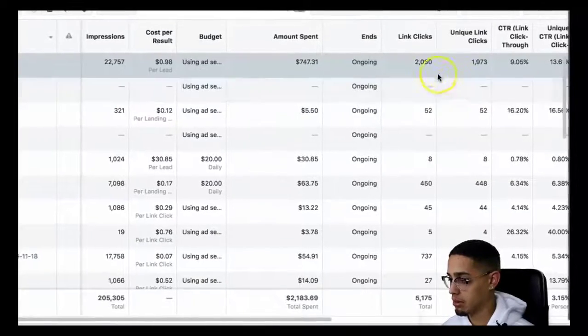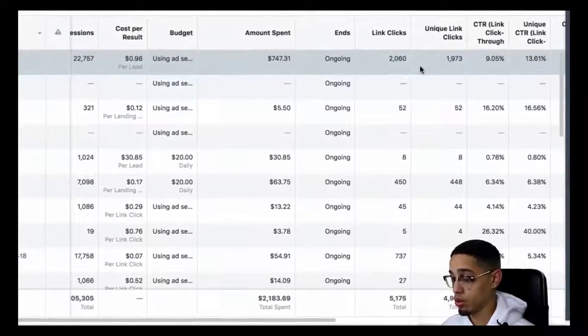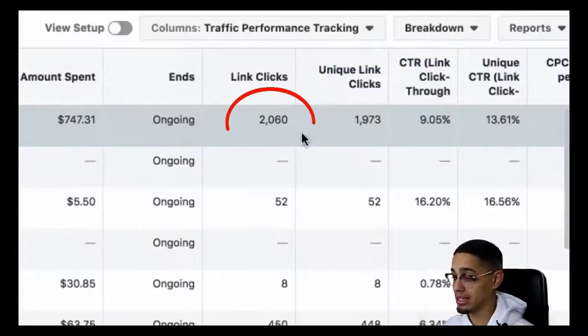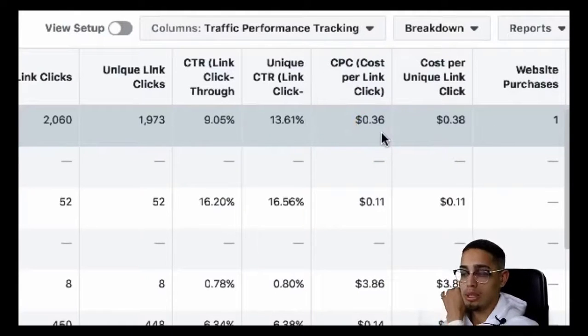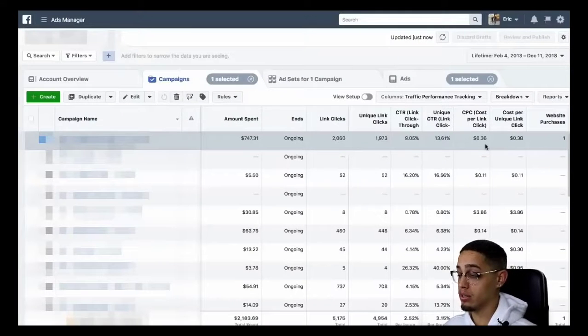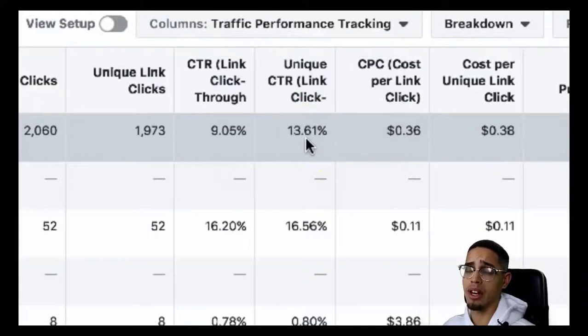Now, the amount of clicks that I got is 2,060, and I'm literally getting charged 36 cents per click, which is pretty incredible. Now, the reason behind that is a couple of factors and variables, and I'm going to show you guys why, right? The reason why my clicks are so cheap and my leads are so cheap is because my click-through rate is 13.61%. So what that means is out of 100 people, 13 people decide to actually click through to my ad, right? So to click through to my funnel.